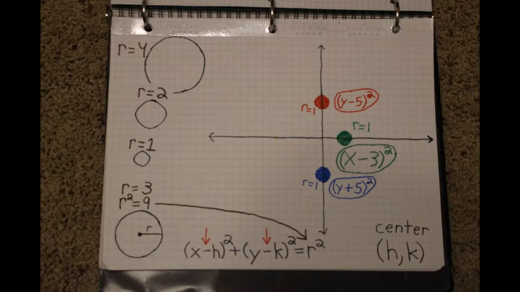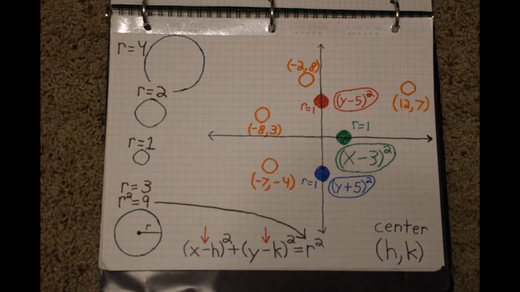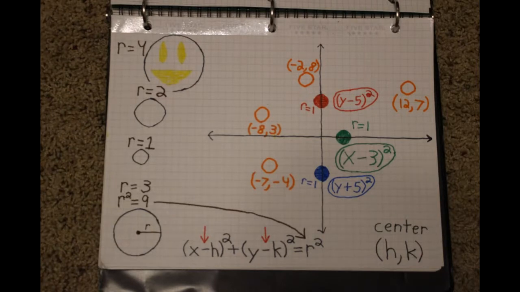Also, the center of a circle is h, k. So here are some examples of various values of h and k, and how they would affect where the circle is on the graph. So circles may have a scary looking equation, but when you know how to work with them, they're really not that bad. But now it's on to the ellipse.